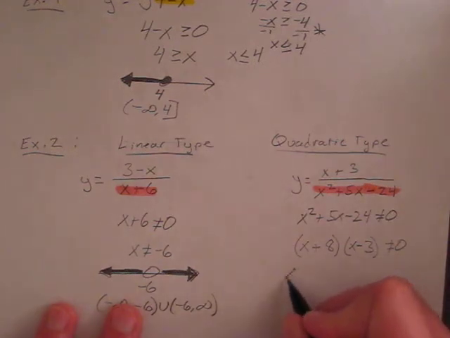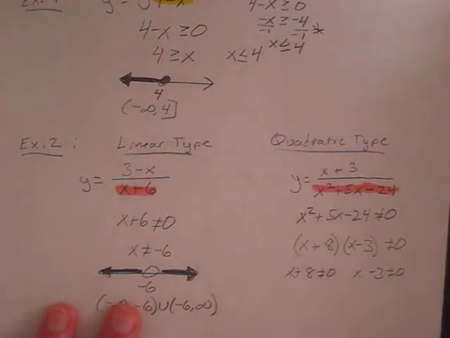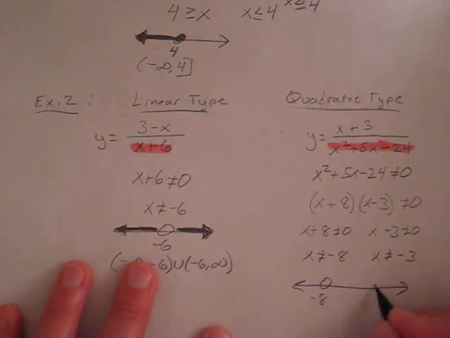And we use the zero product property, and we say x plus 8 cannot equal 0, and x minus 3 cannot equal 0. So we set each factor equal to 0. And now these are both linear types, so we say x cannot equal negative 8, and x cannot equal 3. So on our number line, we have negative 8 on the left, 3, but it can be any other value except for those. So we're going to shade every direction to the right and the left and the middle.